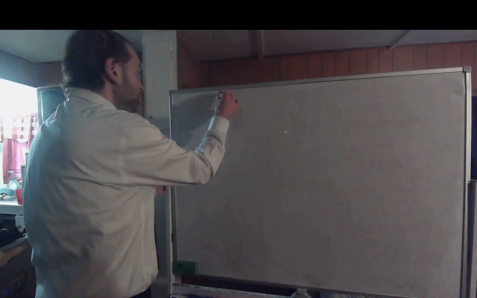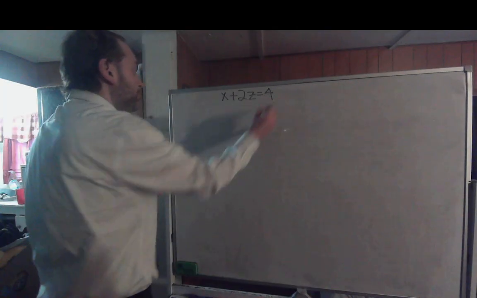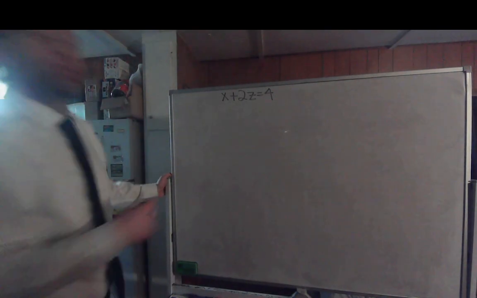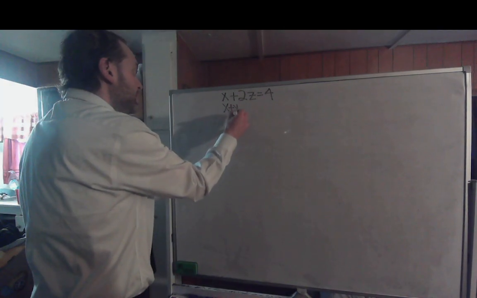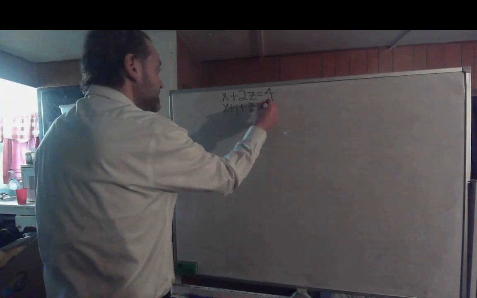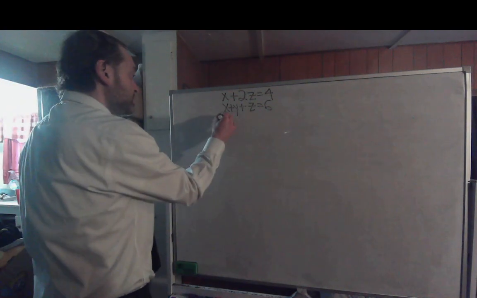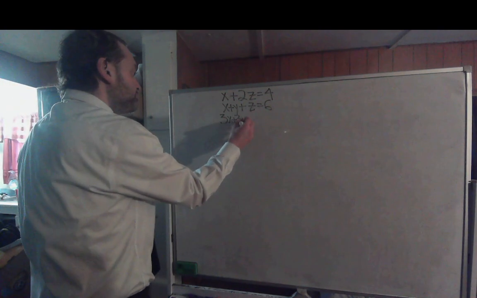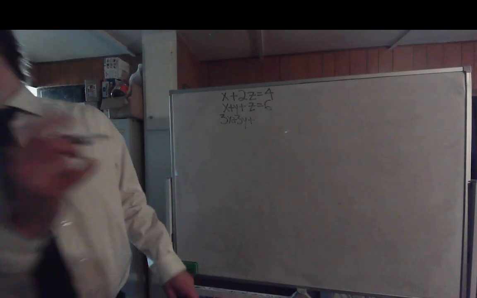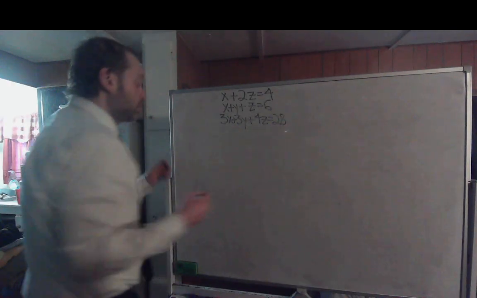All right, last one for the day. A little bit different. We have x plus 2z equals 4. We have x plus y plus z equals 6. Then we have 3x plus 3y plus 4z equals 28.